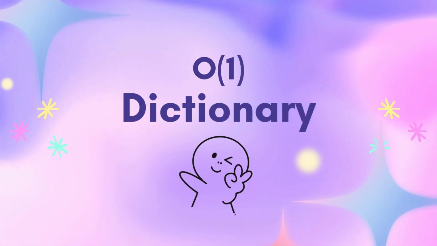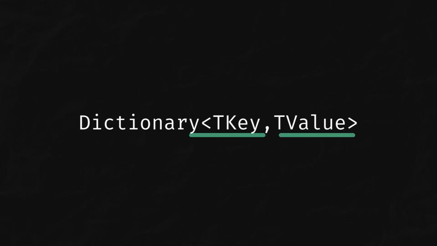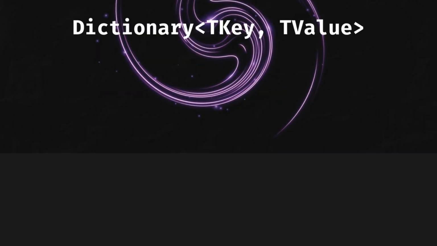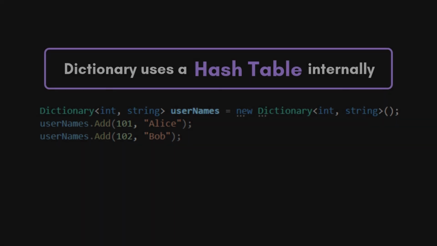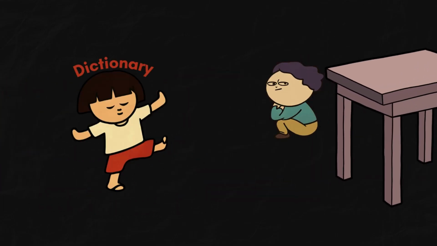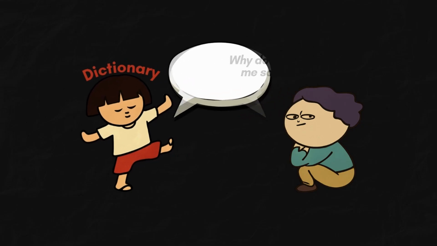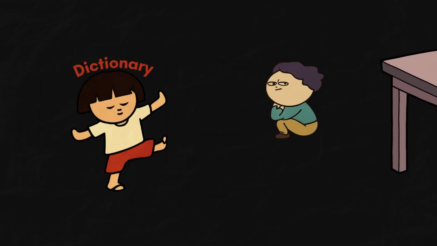But then, Dictionary enters like a superhero. It's a collection of key-value pairs, each unique key mapped to a value. But the part that feels like black magic is this. Dictionary uses a hash table internally. Imagine you are the target that Dictionary wants to find. You ask Dictionary, "Why do you find me so fast?" Dictionary will answer, "I just know where you are, I go straight to you."